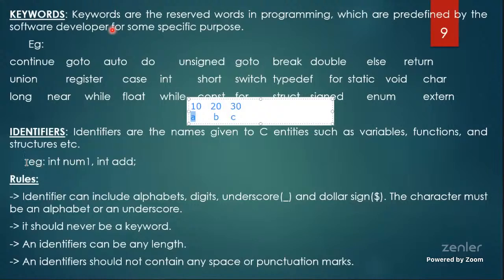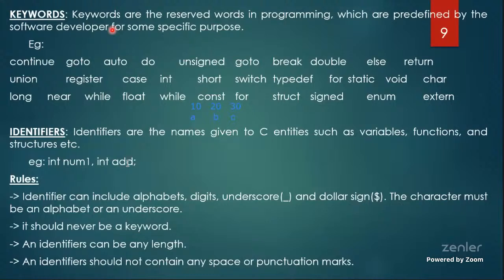In the same way, for example, int num1, comma, int add. Int num1 is what? Num1 is a variable now. Num1 is a variable and add is also a variable here. So that we can identify where exactly the values are going to be stored. Now next one, in that, we have to follow some rules.